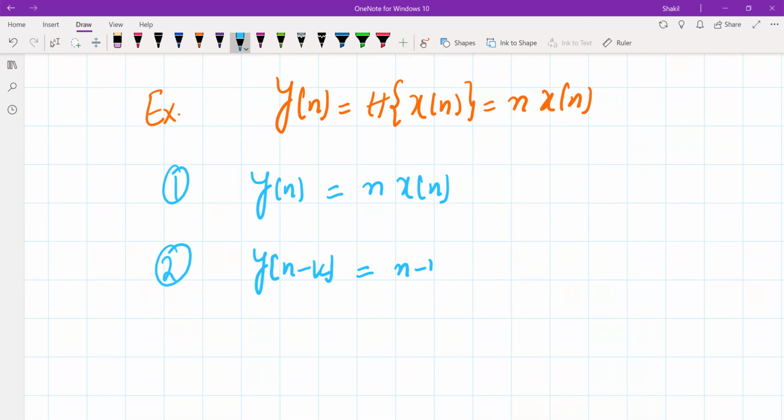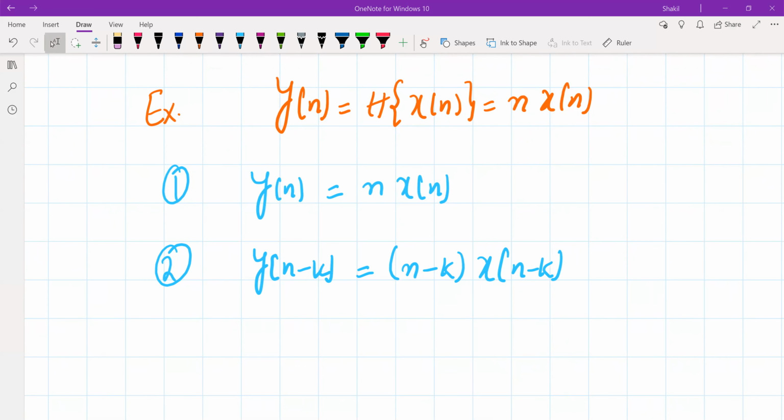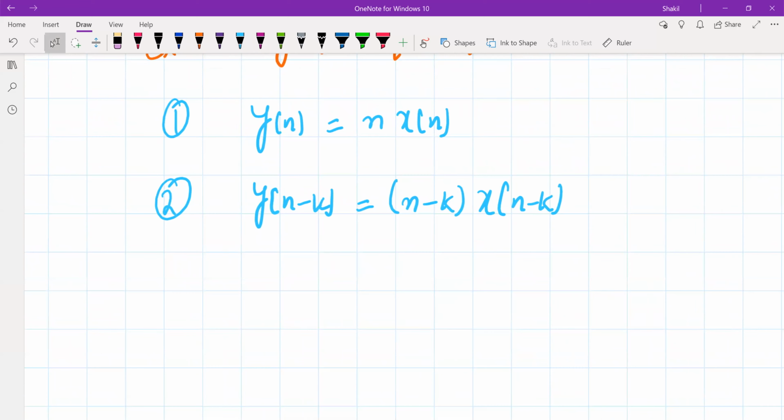So we replace n by n minus k. Wherever we have n, we replace the n by n minus k. That's the meaning of delaying the output.